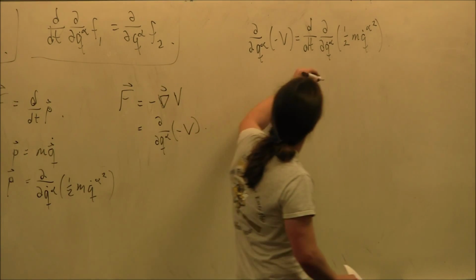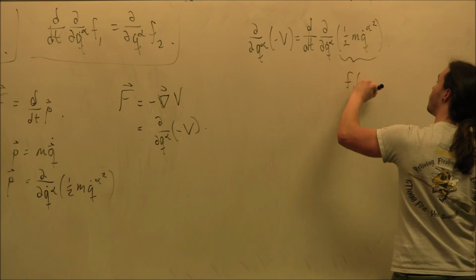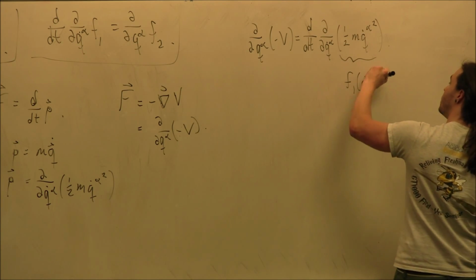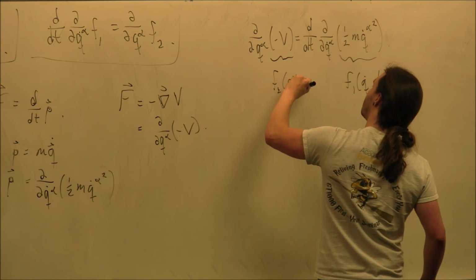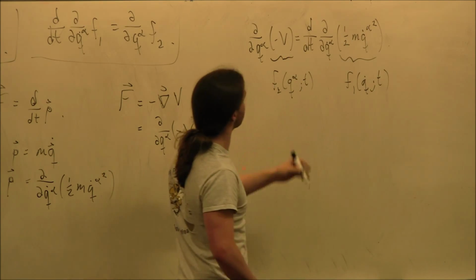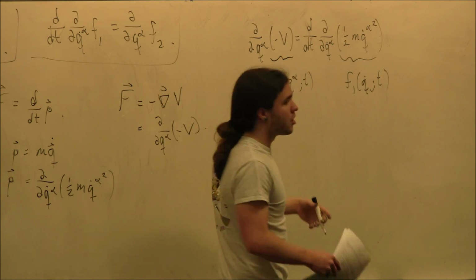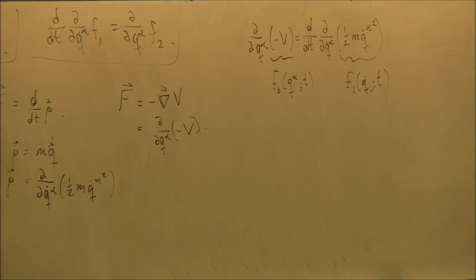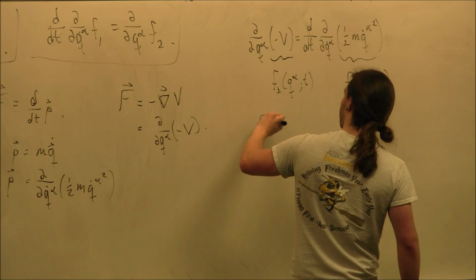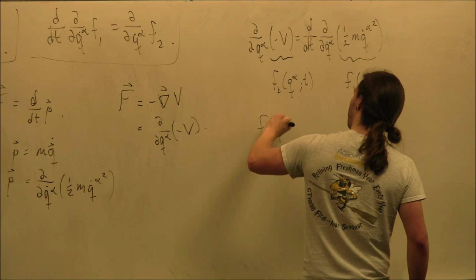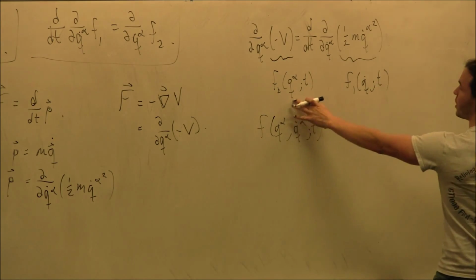If we assign this to be F1 of the velocities in time, and this to be F2 of the coordinates in time, because the potential is dependent on the coordinates, then this means that there exists some larger function that was broken up into these two pieces. Some larger function f of q alpha is equal to this one plus that one.